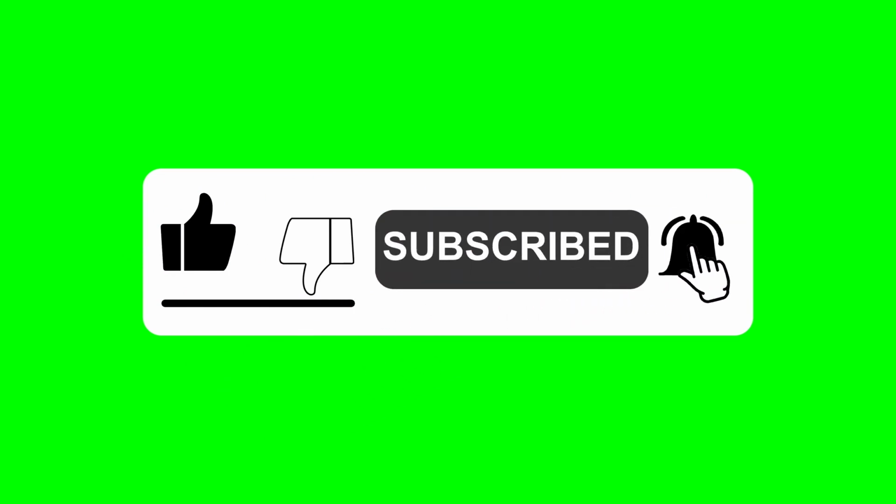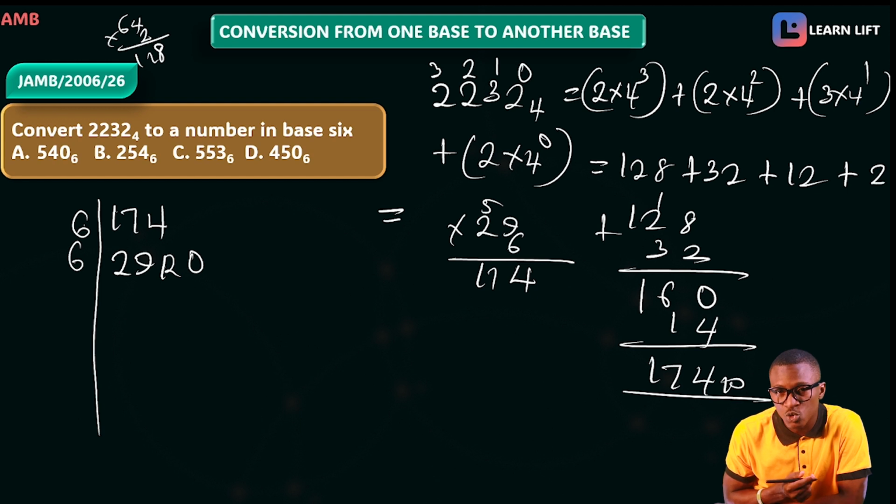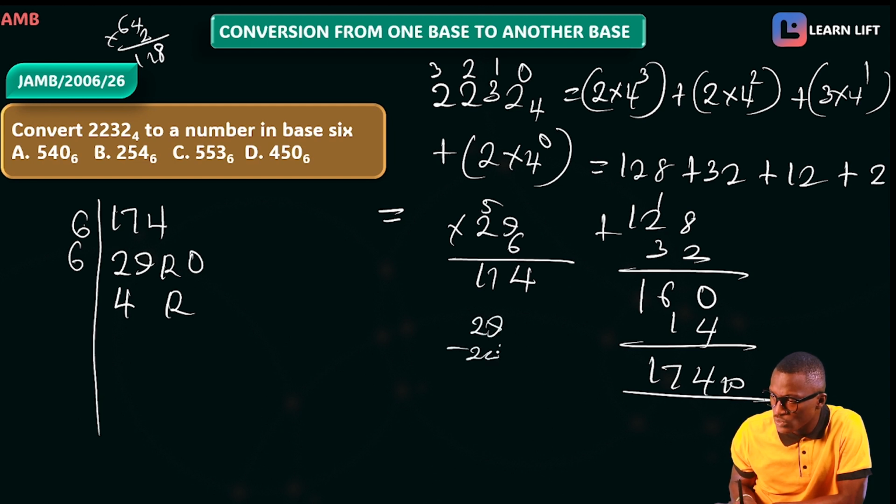How many times will 6 go into 29? 6 times 3, 18. 6 times 4, 24. 6 times 5, 30? So it will go 4 times. Right? 6 times 4, 24. So 29 minus 24 will give me what? 5. So remainder 5.